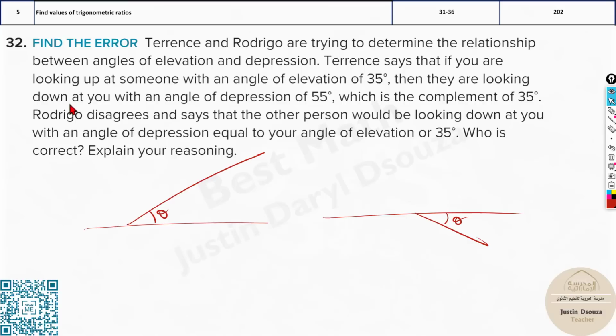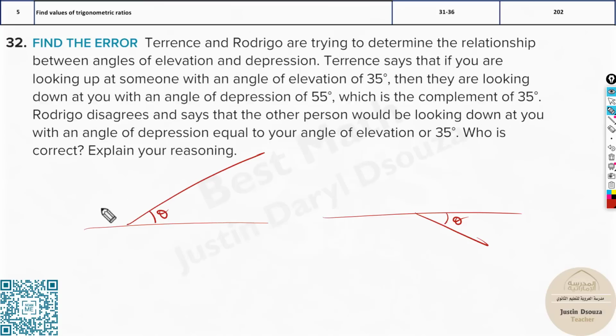Terence says that if you're looking up at someone with an angle of elevation of 35 degrees, then you're looking down at the person with the angle of depression of 55 degrees. Which is the complement of 35 degrees? Okay, yeah, 90 minus 35 is 55. Rodrigo disagrees and says that the other person would be looking down at you with this angle of depression equal to the angle of elevation, or 35 degrees. Who is correct? Explain your reasoning.